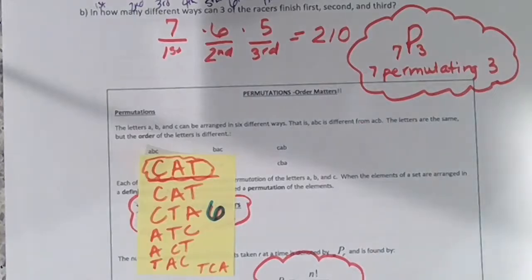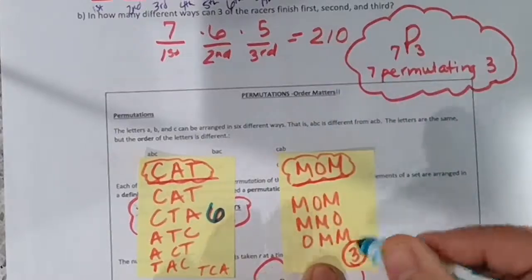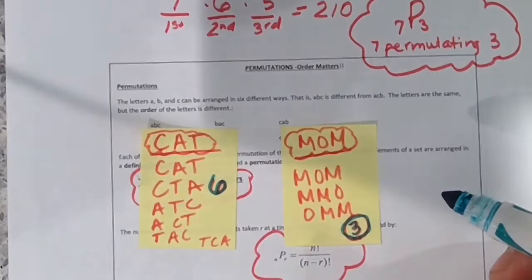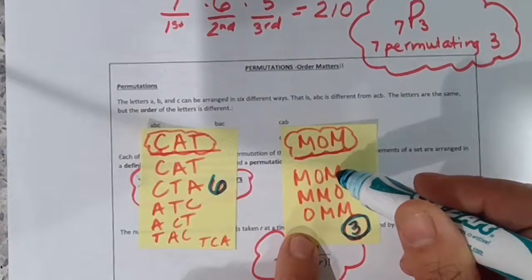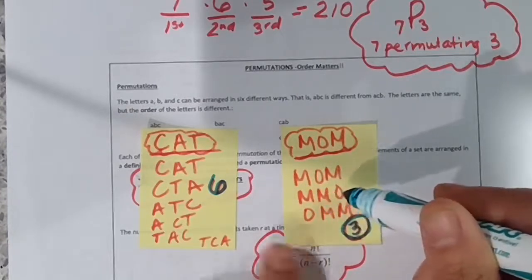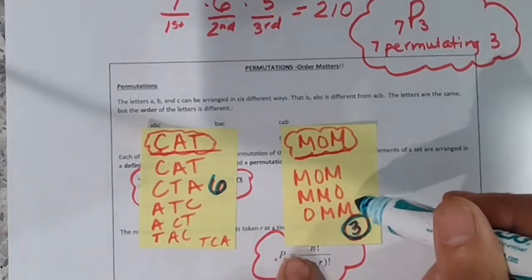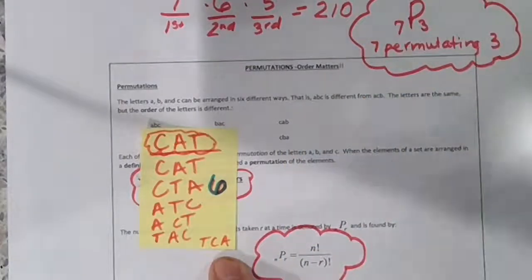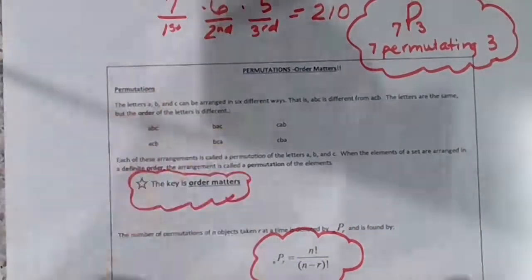Okay, now let's just say I had another 3-letter word, mom. How many different ways could I arrange the letters in the word mom? What if I switch this M with this M, or these 2 M's? Doesn't matter, right? This one order matters because the letters are different. This one order doesn't matter because it's the same thing. So when order matters, you're going to have more options.